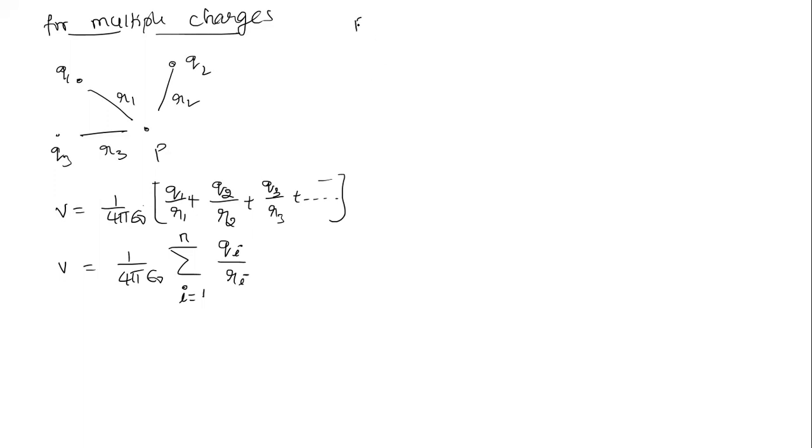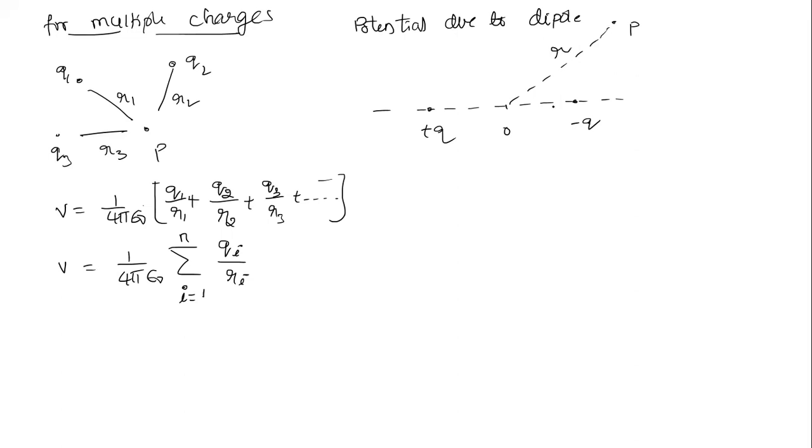Let us say now potential due to a dipole. So let us take here plus Q charge and here minus Q charge. This is what we call the axis of the dipole, the line passing through the charges. And let us take some point P here, which is at a distance of R. We need to find out the potential at this point due to the dipole, but we are not going for a derivation here. Directly I'll give an equation because derivation is not important now.